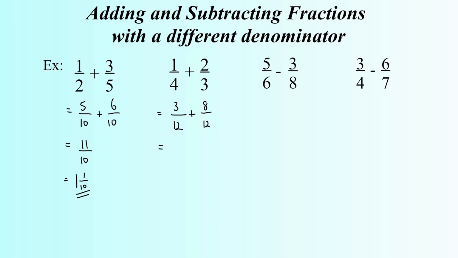Looking at these, we've got the denominator of 12, so we've got our common denominator now. We just add the top lines together. 3 added 8 is 11, so we've got 11 over 12, which is a proper fraction and can't be simplified, because 11 is a prime number, they're not in the same times table.